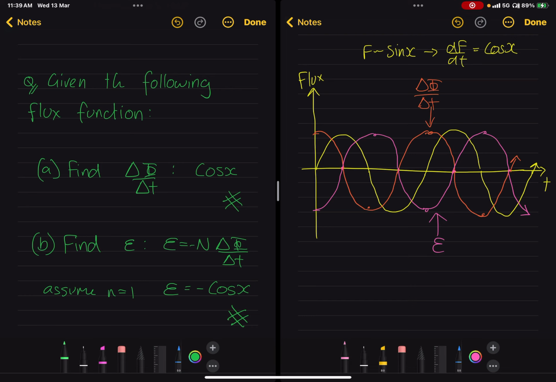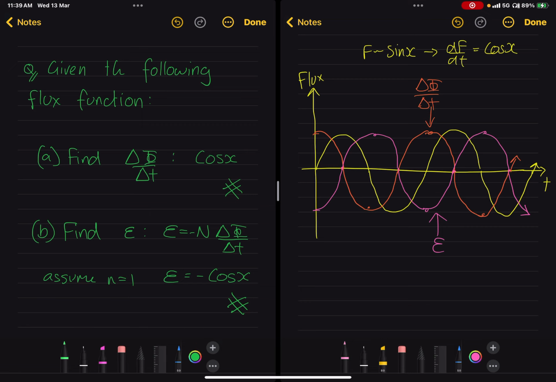If this question gets harder, if it has more parts and they tell you that there's multiple loops, these functions will potentially change amplitude. That's going to be the main change that you would see.